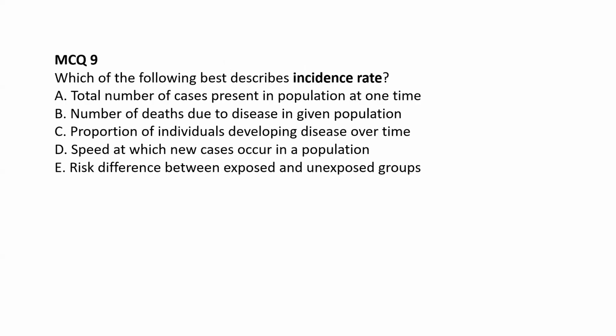MCQ number 9: Which of the following best describes the incidence rate? A, total number of cases present in the population at one time; B, number of deaths due to disease in a given population; C, proportion of individuals developing disease over time; D, speed at which new cases occur in a population; E, risk difference between exposed and unexposed groups. D is the right option.